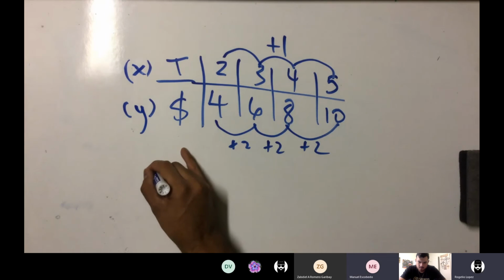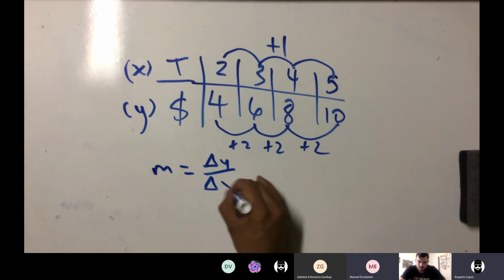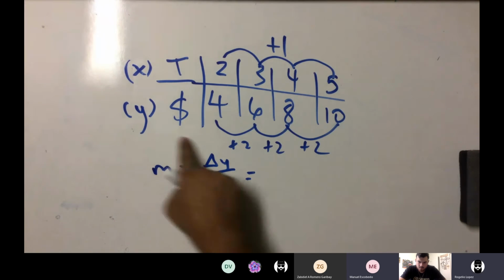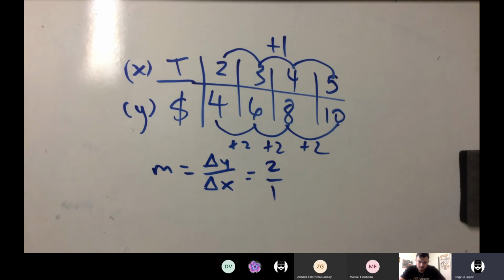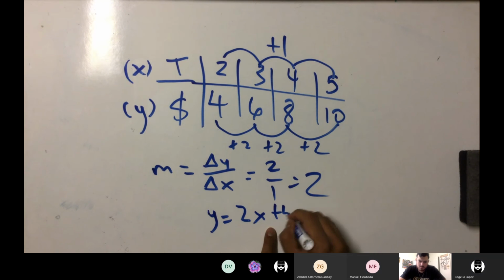So if I do my slope, it's m equals change in y over change in x. My change in y down here is 2, and my change in x is a 1. So that tells me that my slope is a 2. So mx plus b, I'm just going to put it in there, 2x plus b. Now I need to find what my b is. So let's find out what b is.